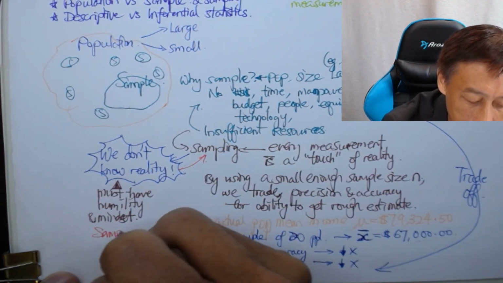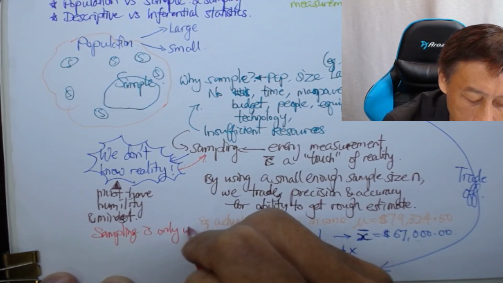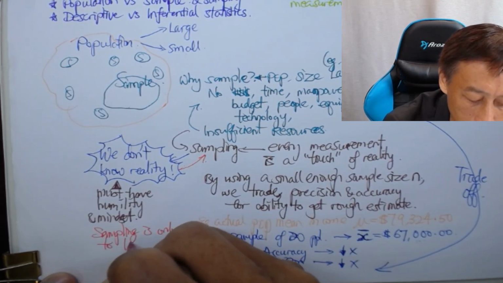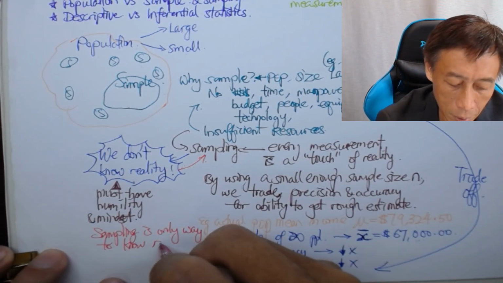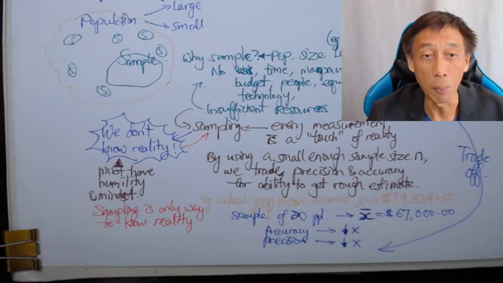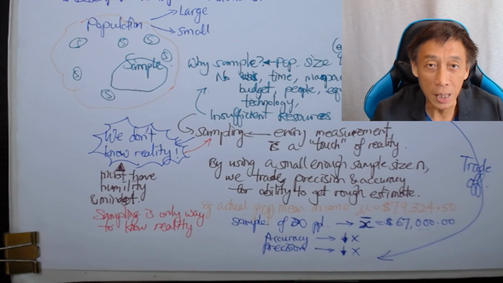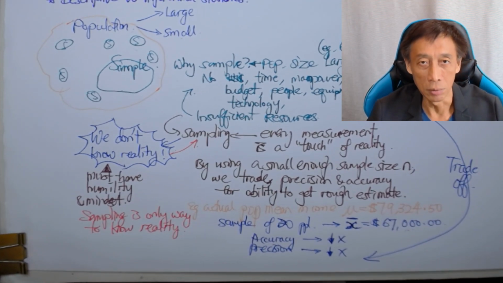Sampling is the only way to know reality. That is in statistics. The reality here means anything about the population: population mean, population standard deviation. It can be, for example, the stock market price.